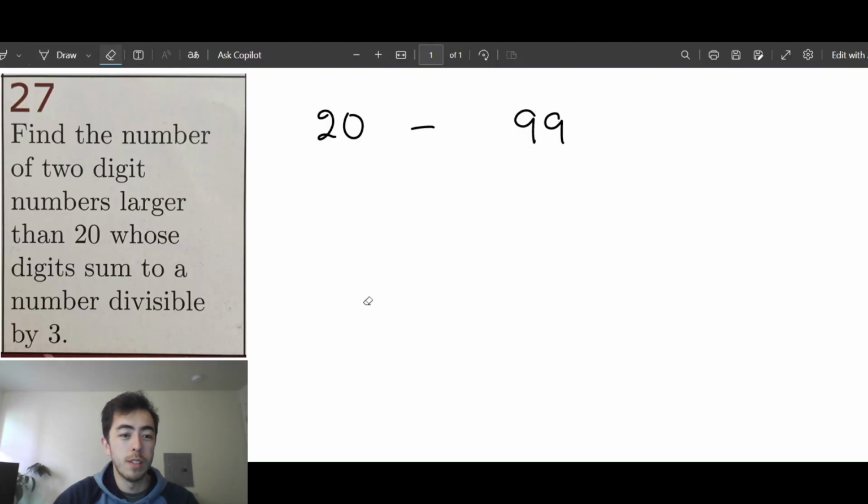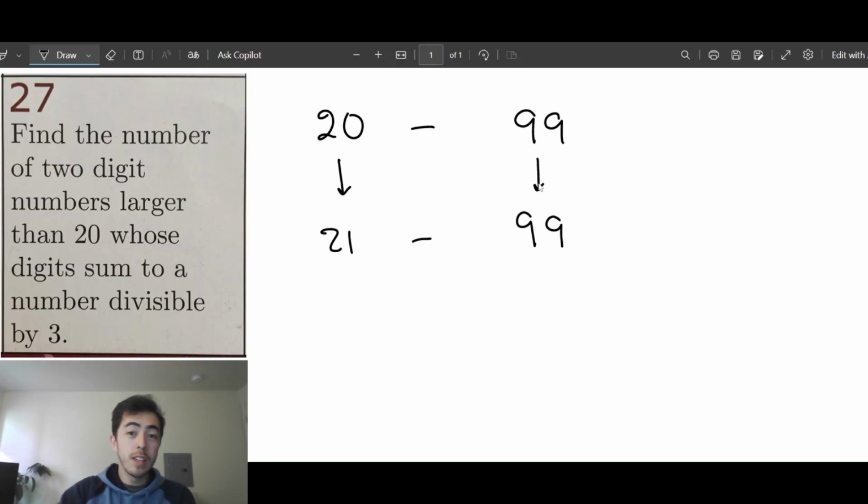So instead of counting the number of two-digit numbers whose digits sum to a number divisible by 3, I'm just going to count the multiples of 3. So the lowest one is going to be 21, and then the highest one is still going to be 99. These are all the numbers that I want to count, and hopefully there's going to be 27 of them. Well, 21 is just 3 times 7, and then 99 is going to be 3 times 33.